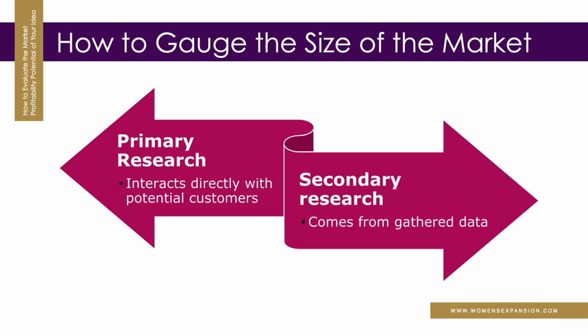Primary research is when you're interacting directly with potential customers, the source, getting feedback. Secondary research comes from gathering existing data from others, internal or external sources. Let's dive a little bit deeper with some examples.